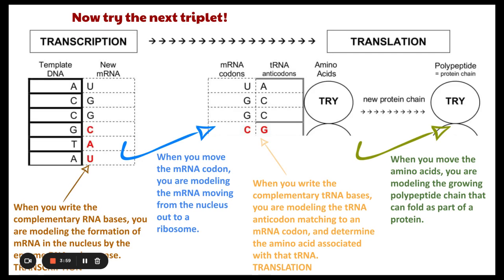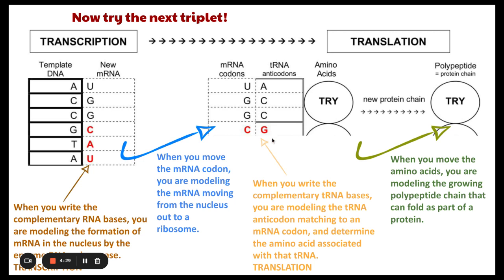All right, now try the next triplet. GTA is the next triplet of DNA. So noting here that what you're doing first is writing the complementary RNA bases, so you're modeling formation of the messenger RNA. That's transcription happening in the nucleus. Then you're going to move that messenger RNA over here. You're modeling the movement of the messenger RNA from the nucleus out to a ribosome.